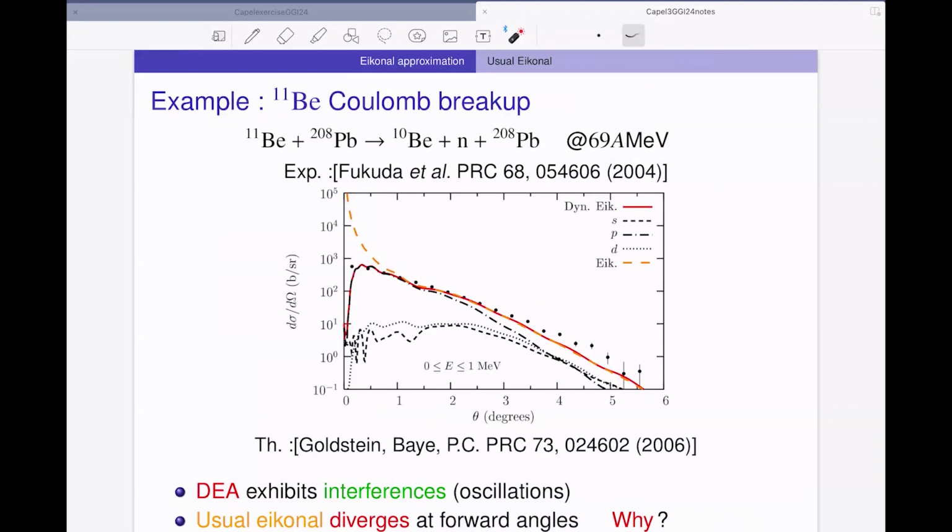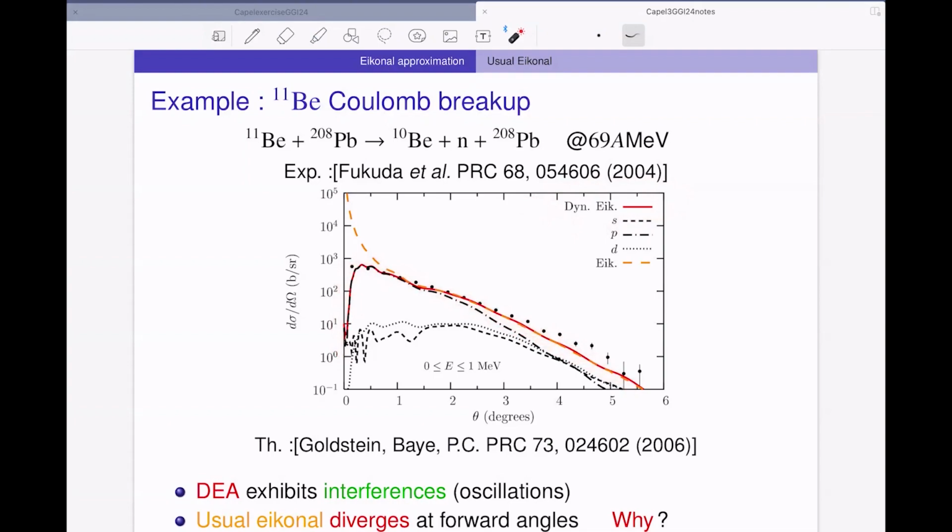So here are the data of Fukuda et al. for the breakup of beryllium-11 on lead. Breakup cross section as a function of the scattering angle in this case. So beryllium-11 enters, breaks up into beryllium-10 and the neutron, and their center of mass is scattered in the direction theta. And so the data are the points, and the calculation, in this case that was Gerald who did this calculation, is the red solid line here, and we see that they agree very well with the experiment.